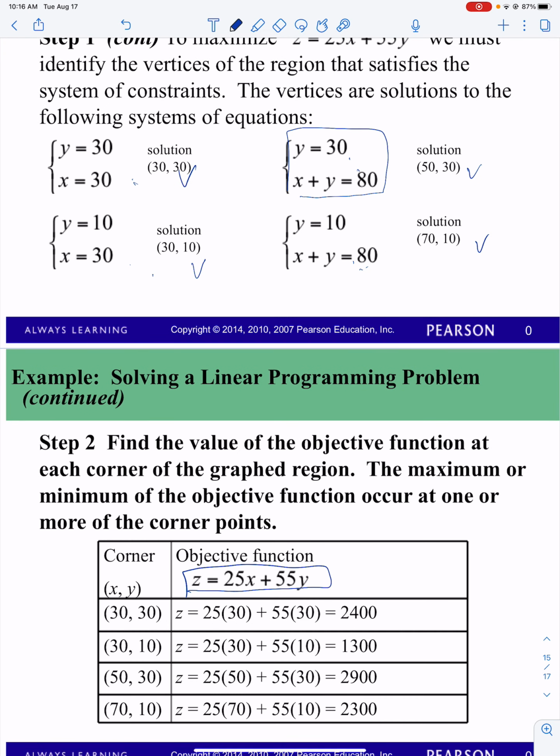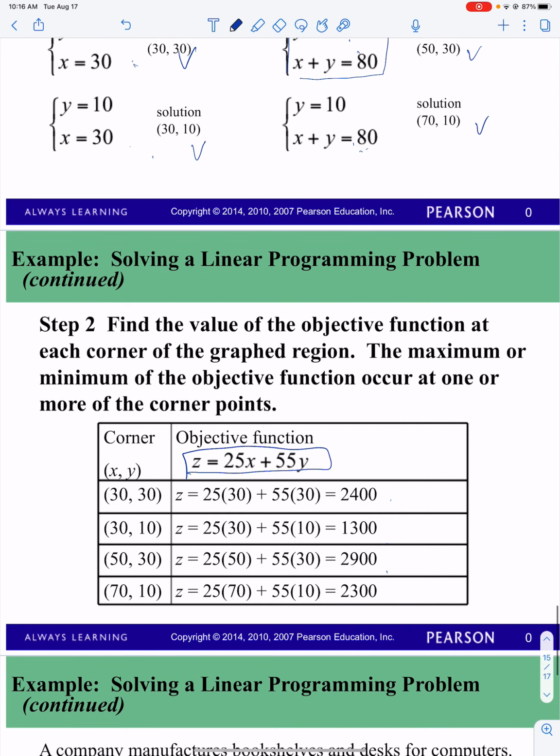These are all four corners, and you substitute them into the objective. What will be the maximum of your revenue? It's 2,900, if you have 50 bookshelves and 30 desks. What will give you the minimum revenue? You never want to have 30 bookshelves and 10 desks. That will give you the minimum.